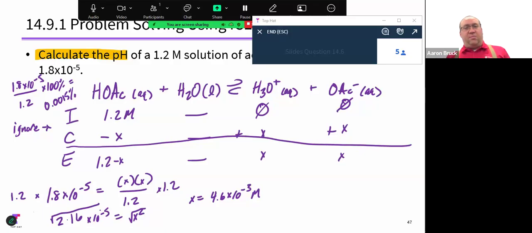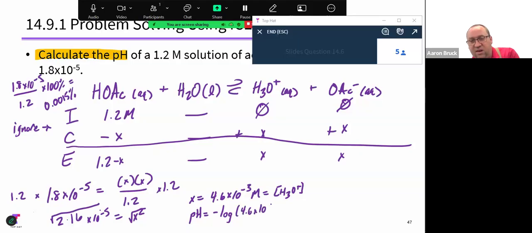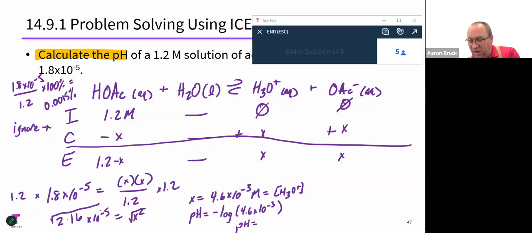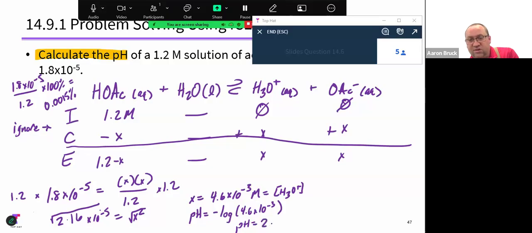The question asks us to calculate the pH of this solution. So pH would be equal to the opposite of the log of the hydronium concentration, so 4.6 times 10 to the negative third. Two sig figs in my concentration means 2 decimal places in my pH. So the pH of this solution is expected to be 2.34.